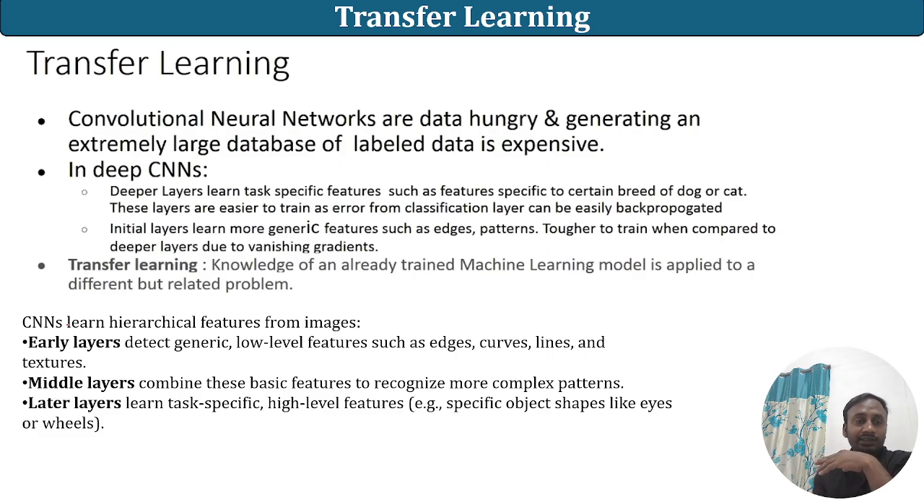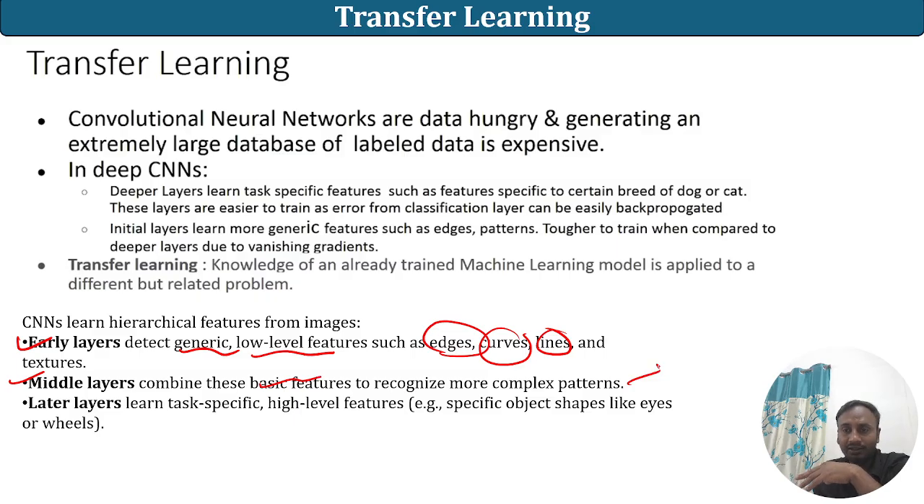In that also, the early layers are going to learn generic low-level features like edges, curves, lines and all. The middle layers learn basic features, something like objects. Then the later layers learn high-level features. So the first, second, third, the first ones we will use for this. Once you get this, we'll use it for the last layer.